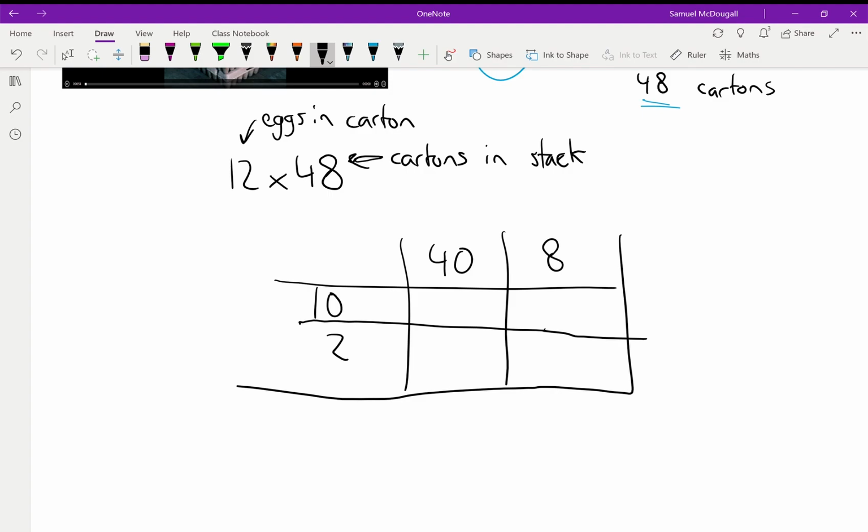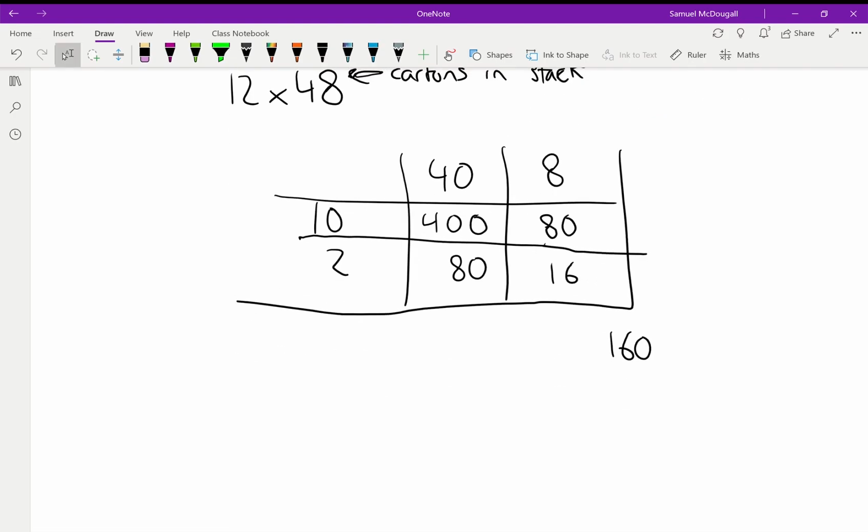I know that 10 times 40, if I bank those 2 zeros, is going to be 400. I know that 2 lots of 40 is 80. I know that 8 lots of 10 is 80. And I know that 2 lots of 8 is 16. If I add my two 80s together, I know that's 160. If I then add the 400 onto that, that will get me up to 560.